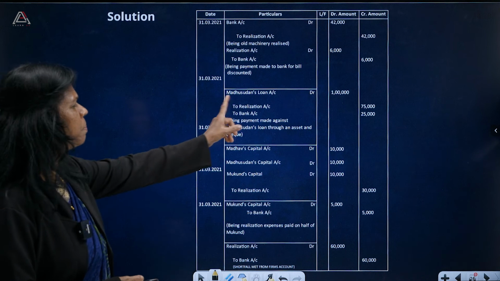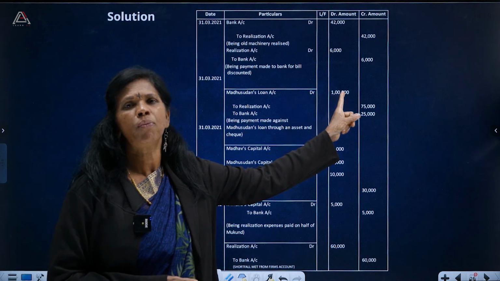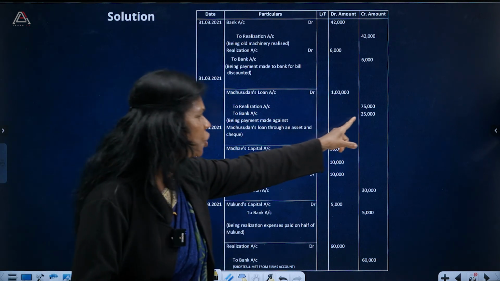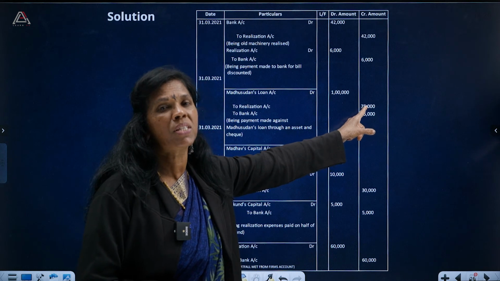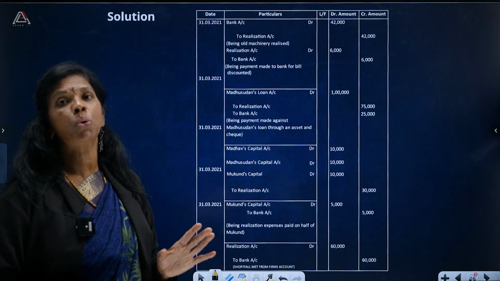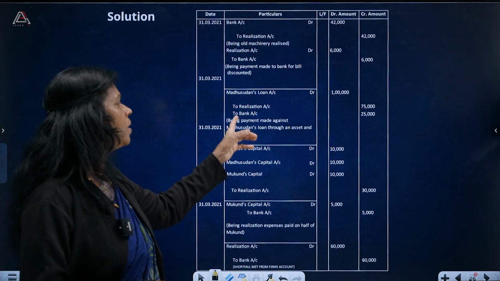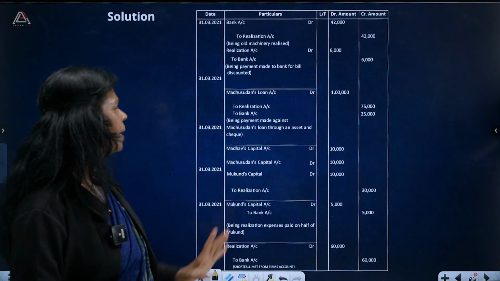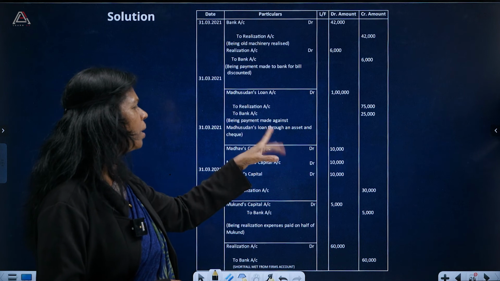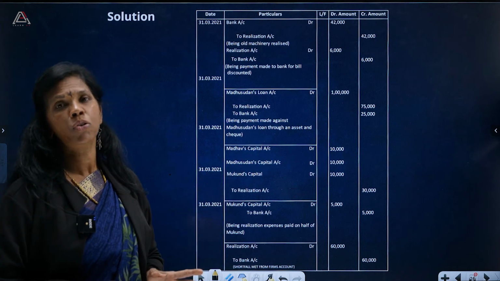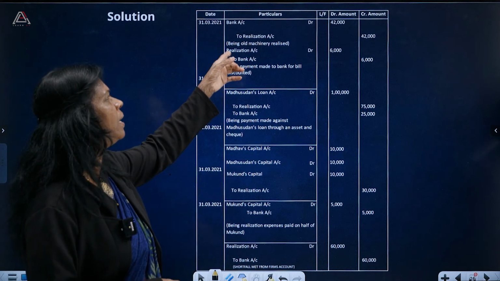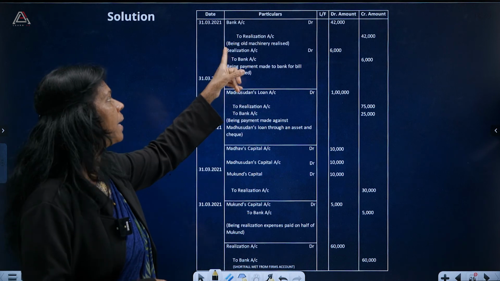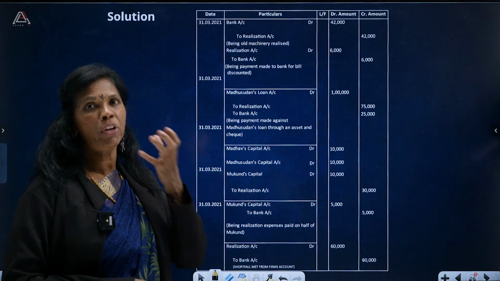See, that is Madhusudan loan account rupees 1 lakh. Then to realization account, he accepted 75,000. Then balance through check. Since it is a check, we have to record it credited to bank account. That is being payment made against Madhusudan's loan through an asset and check. Have you understood? First one, when asset realized, bank account to realization account, we got cash.